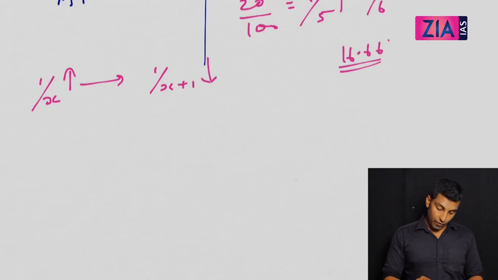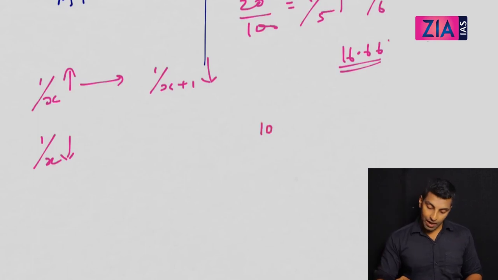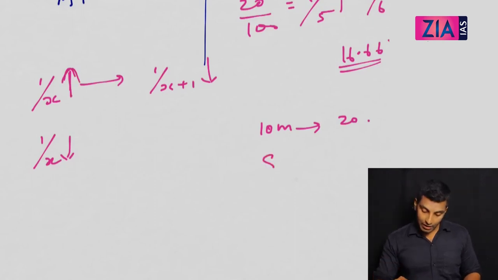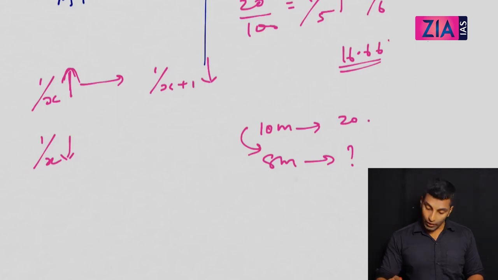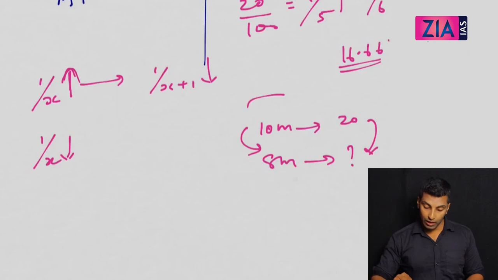plus 1 decrease. If instead of an increase, it is a 1 by x decrease, it's like number of men, okay, like this: 10 men can finish in 20 days. Now instead of an increase, what is the decrease? 8 men in how many days? So here you can see a decrease, right? So what will happen here? Number of days will increase. Let's see how you will solve this question.